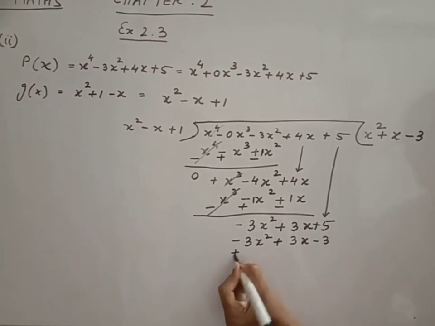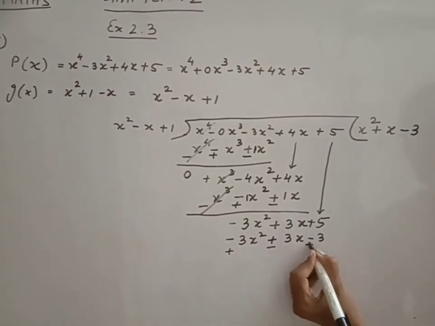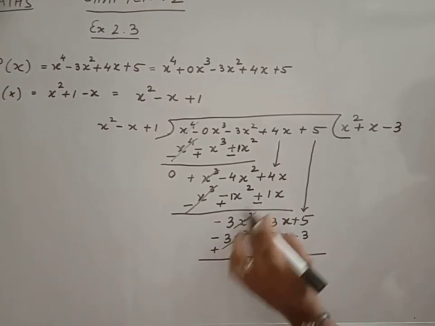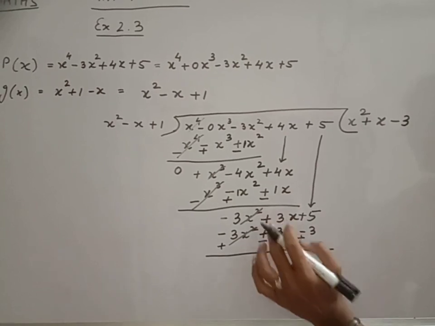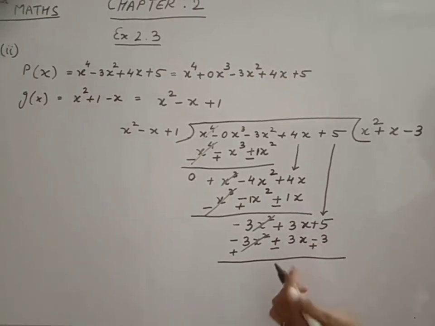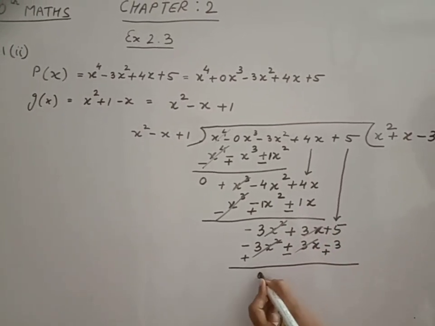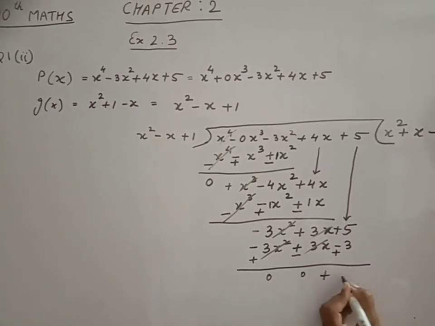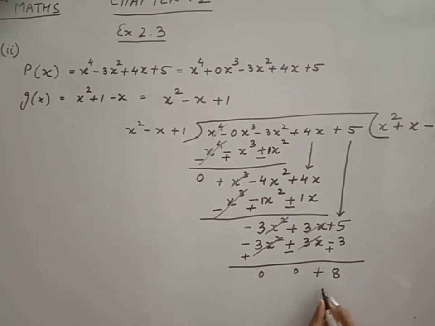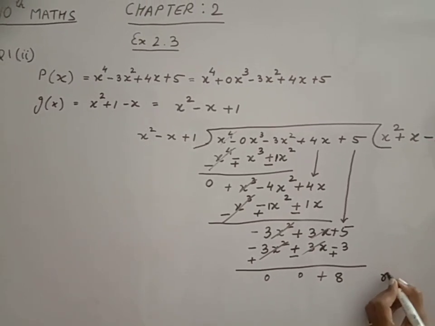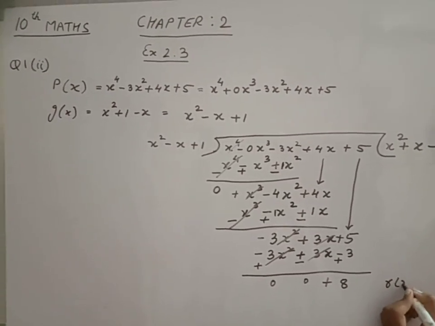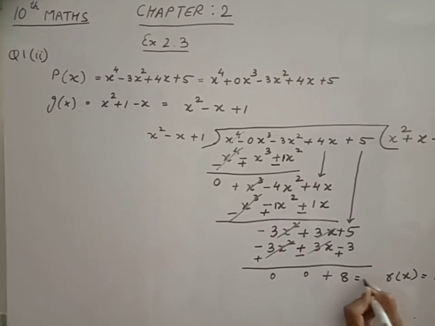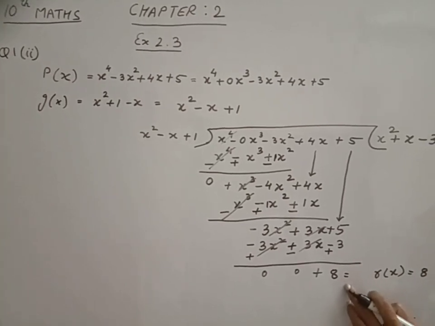Change the sign. Positive, negative, positive. So this gets cancelled. Minus 3x square plus 3x square get cancelled. Now 3x minus 3x, that also gets cancelled. So this is also 0. Plus 5 plus 3, so plus 8. So what is my remainder? So we say that Rx is equal to 8. So this is my Rx. That is the remainder.